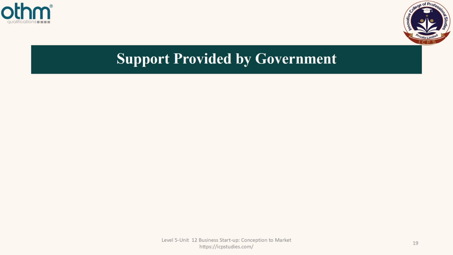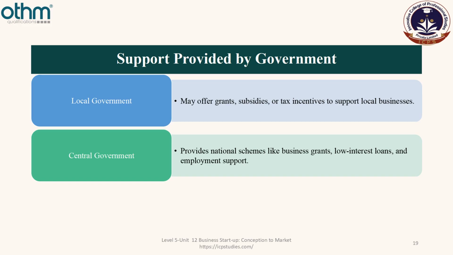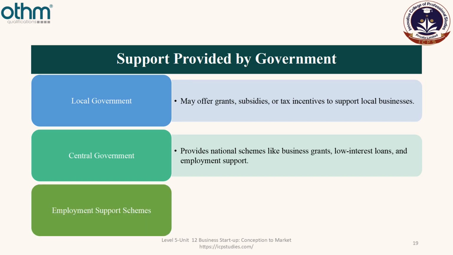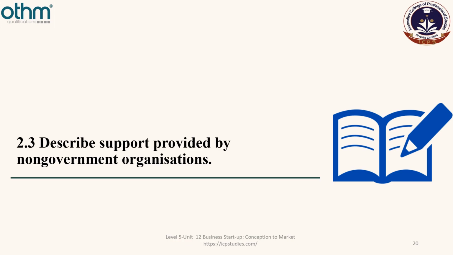Now we will discuss the support provided by the government one by one. First, there is local government. It may offer different grants, subsidies, or tax incentive to support the local businesses. Then we have central government, which provide national schemes, for example, business grants, low interest loan, and employment support. And at last, we have the employment support schemes. These are the programs that subsidize wages or provide incentives for hiring. Now we have the third assessment criteria, in which we describe support provided by non-government organizations.